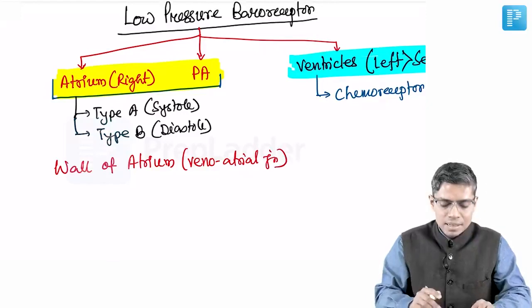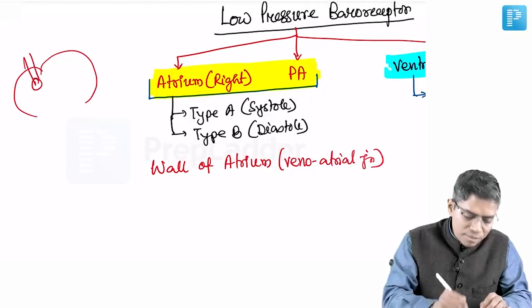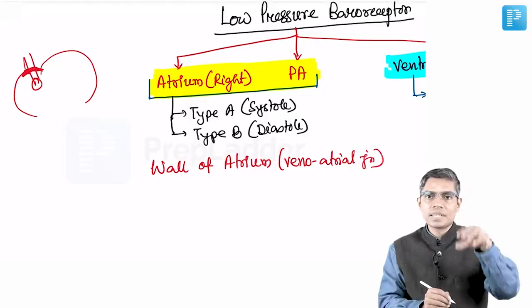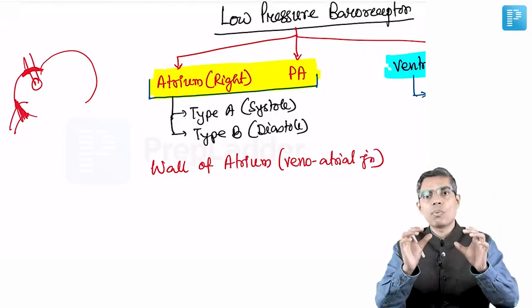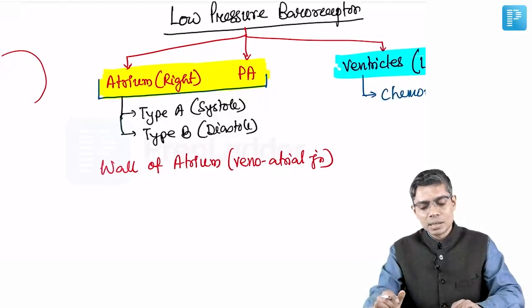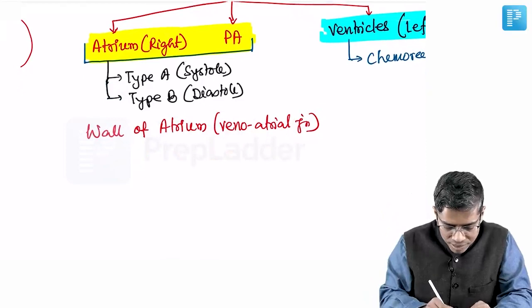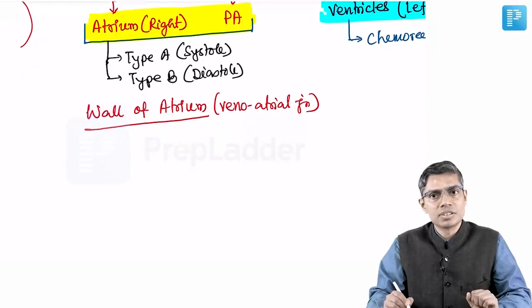Veno-atrial junction means at the level of the right atrium. Suppose this is your right atrium: the area where the superior vena cava is entering, this wall, and the area where the inferior vena cava is entering, this wall, mainly contain the low pressure baroreceptors. So it is located at the level of the wall of the right atrium, the veno-atrial junction.